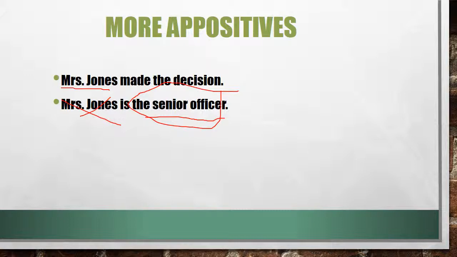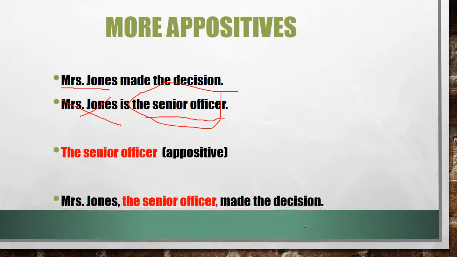Very good. So when we go to combine these two sentences, we only want to take what? That's it. The words the senior officer, because these words are your appositive, and we only want to pull out the appositive. So when we go to combine them, again, the senior officer is the appositive, and those are the only words you're going to take from the second sentence. When you combine them, you should have Mrs. Jones, the senior officer, made the decision.